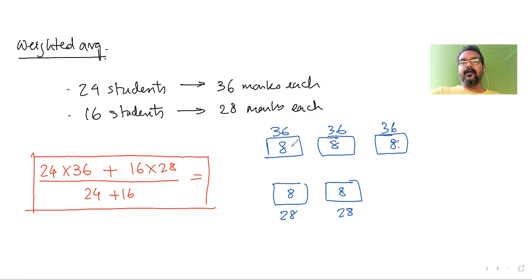Now look, everywhere it is 8 students, isn't it? Here also and here also. So instead of these 8 students who scored 36 and 8 students who scored 36, can't I replace them by a common factor saying that there was only one student?